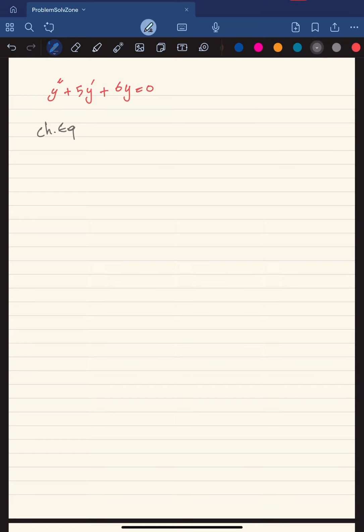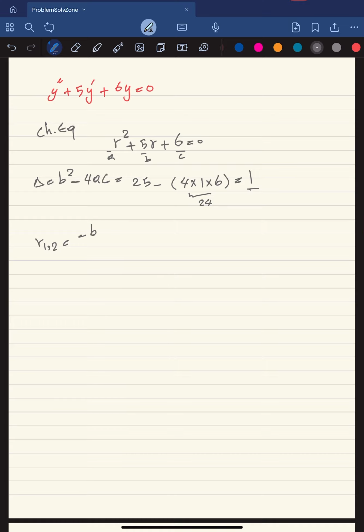If we write the characteristic equation for it, it would be in the form r squared plus 5r plus 6, right? It would be like this. Then we find delta. This is b, here we have a, and this is c. So it's b squared, 25, minus 4 times 1 times 6. This is 24, so it equals 1. It's positive, so we have two roots. r1 and r2 would be like this.